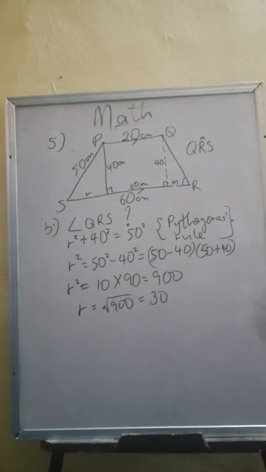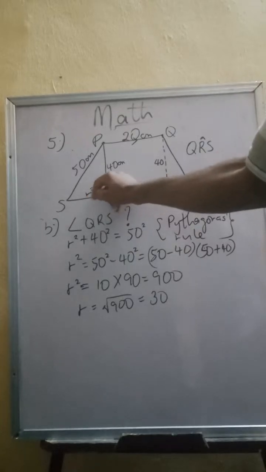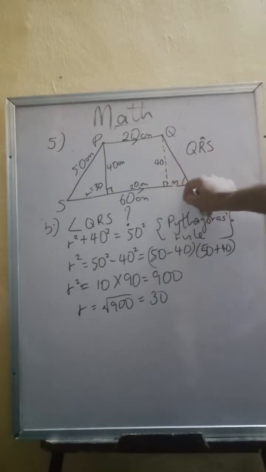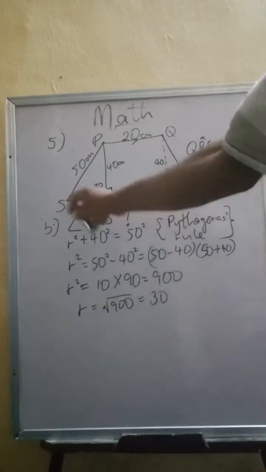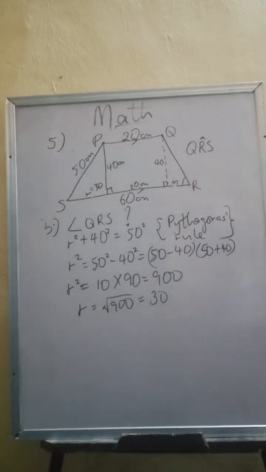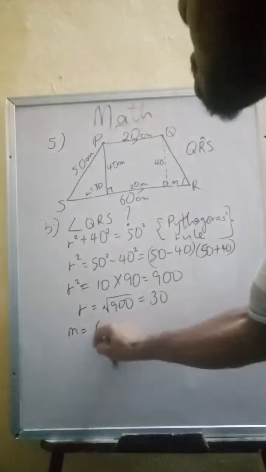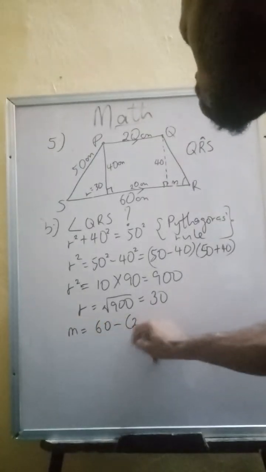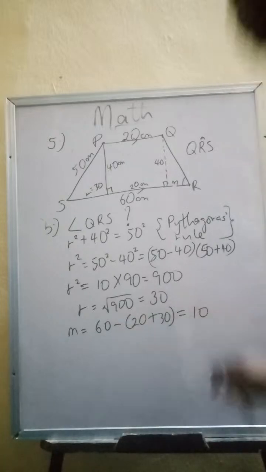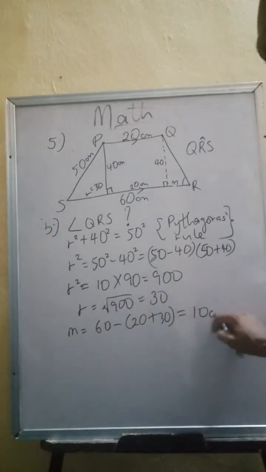And so you see we found r. Now r is 30. This part is 20. What about here? Knowing that the length from R to S is 60, just sum these two and remove from 60. So M is 60 minus the sum of 20 and 30. That gives you 10, because 60 minus 50 is 10. 10 cm.